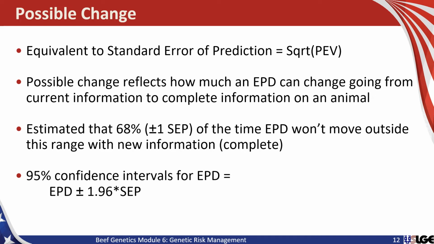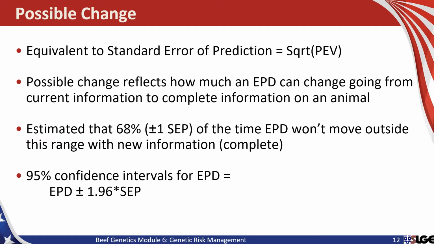So it's estimated that 68% of the time, an EPD won't move outside a window of one possible change, plus or minus, from the animal's EPD, going from the current level of information to complete information. So if we went from, say, a 0.6 accuracy to an accuracy of 1, how precise did we do?